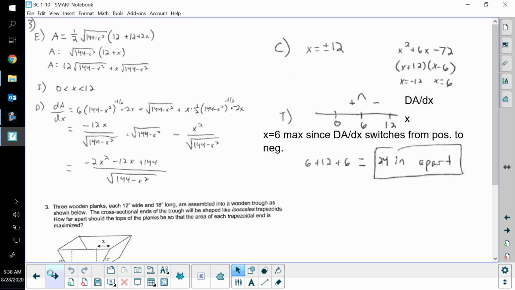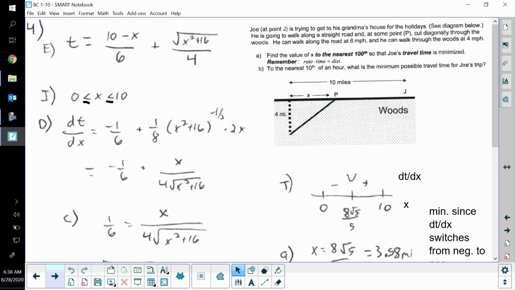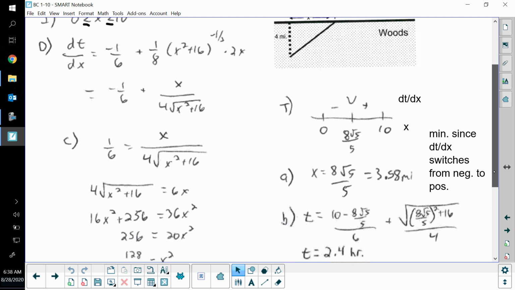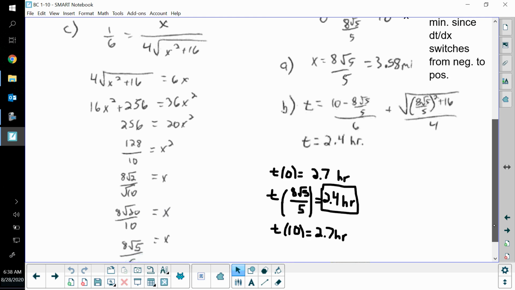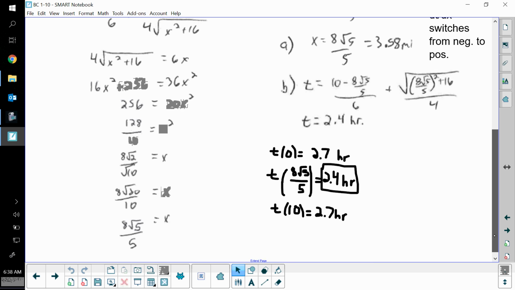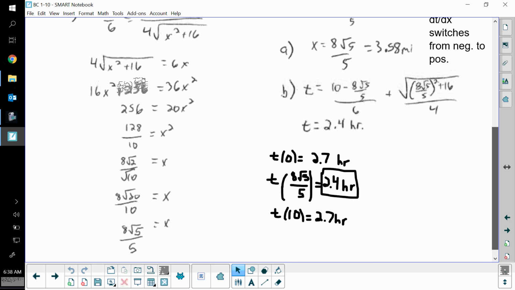So there's the worked out solution for 3. There's part of the worked out solution for 4. And there's the rest of it. So you can pause those and go through your work if you've made an error somewhere and want to find where your error is.